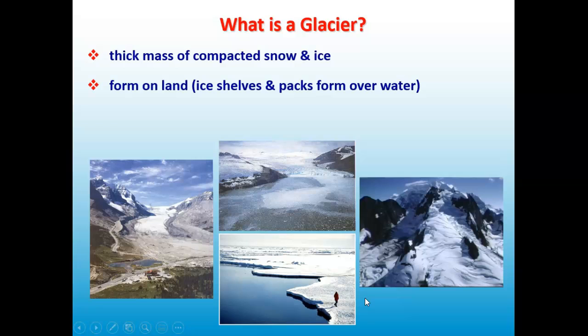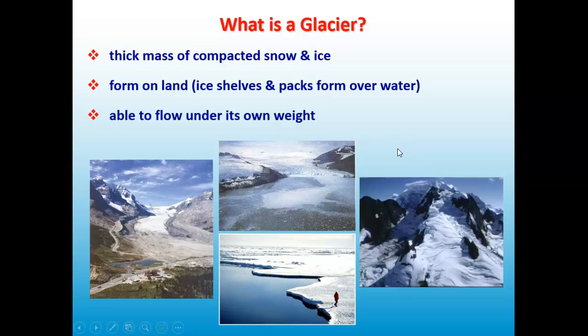These are things that form on land. We call them ice sheets when they form these big, huge, broad features like Greenland or Antarctica. We call them alpine or valley glaciers when they're confined to mountainous regions or valleys. If they're on the ocean, then they're just ice shelves or ice packs. Those are not considered glaciers. We want them to be forming on land.